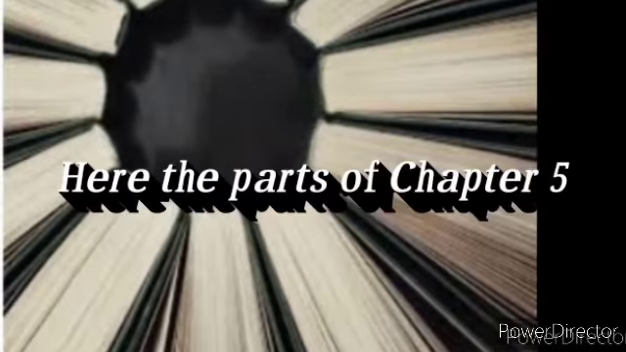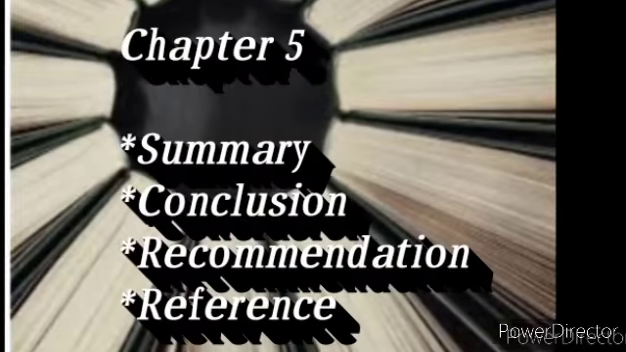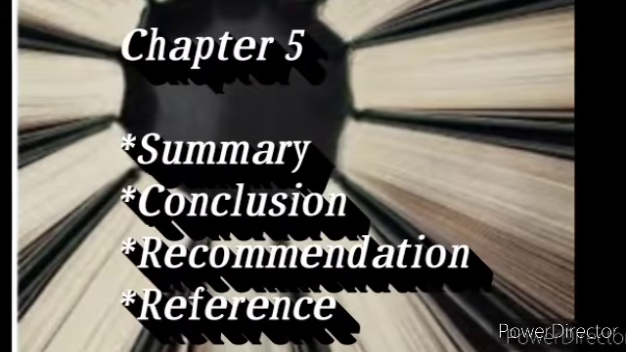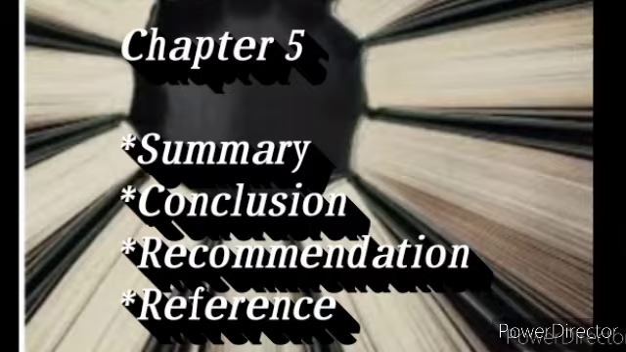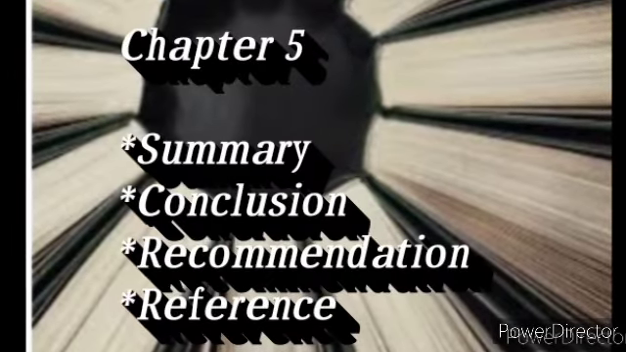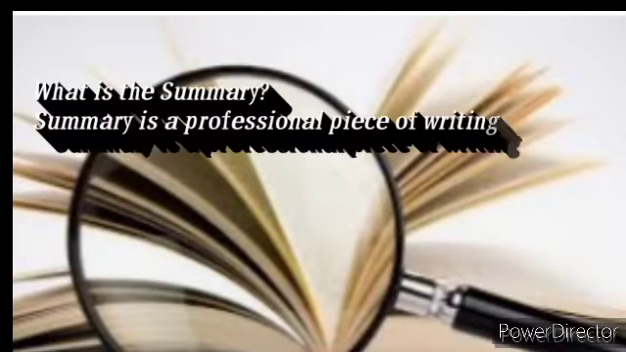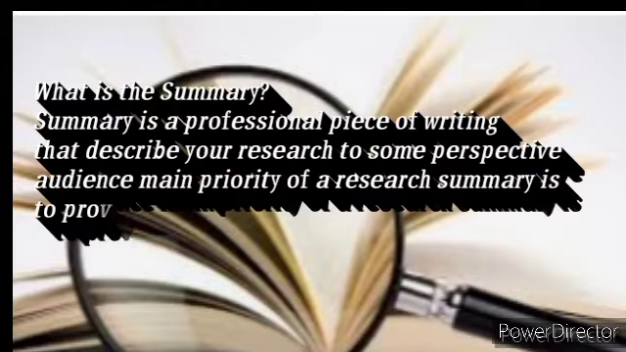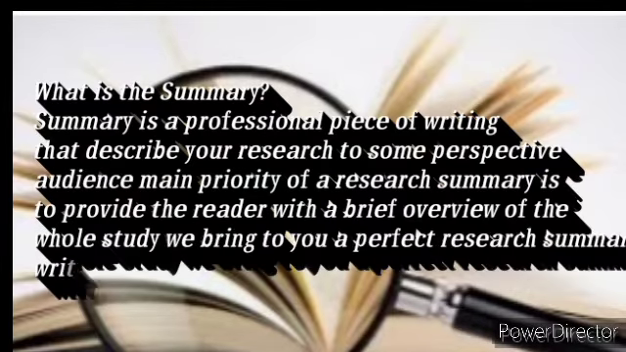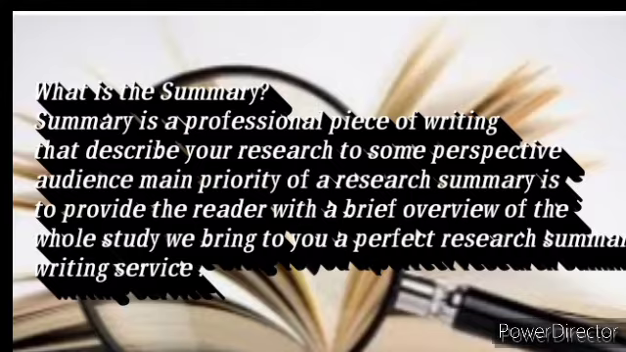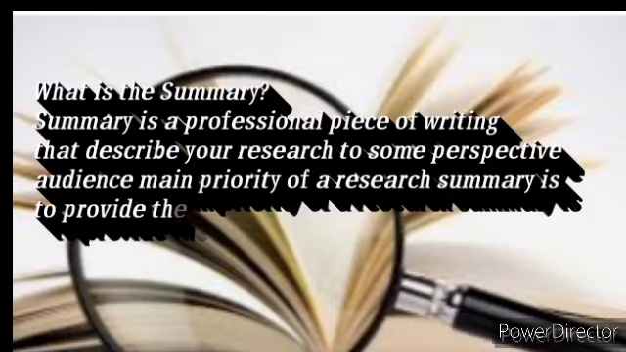The parts of Chapter 5: the summary, conclusion, recommendation, and the references. A research summary is a professional piece of writing that describes your research to some prospective audience. The main priority of a research summary is to provide the reader with a brief overview of the whole study.